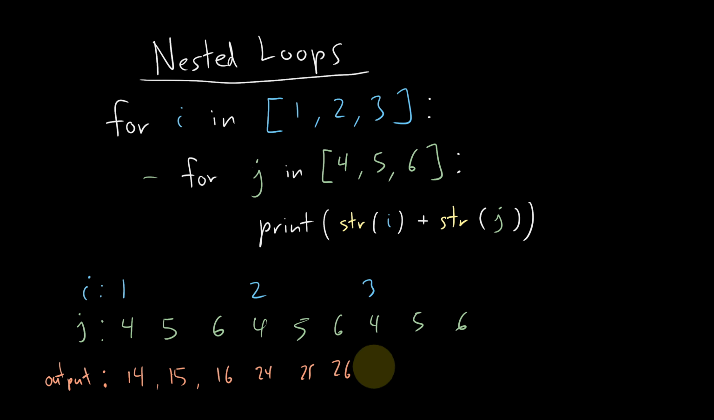And then we're going to see the output 34, 35, and 36. So that's how this inner loop and outer loop work together to create something like this. All right, so what are nested loops useful for?